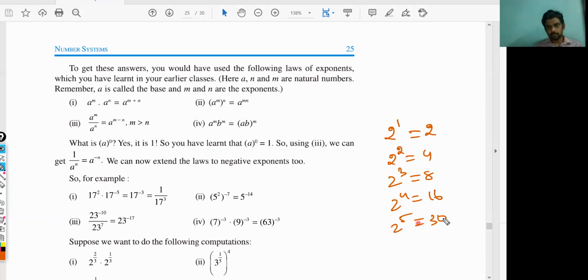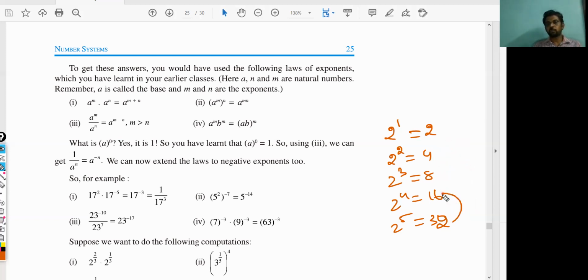So what is happening here? For every step I'm doing, I'm multiplying with 2. So multiply by 2, multiply by 2, multiply by 2, multiply by 2. In the next step, I'll multiply by 2 again. So this process goes on, right? So what if I'm going in reverse?